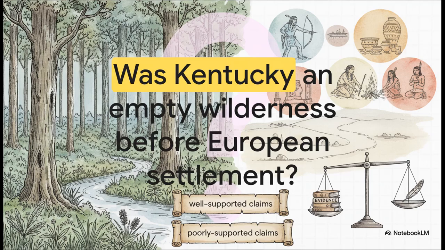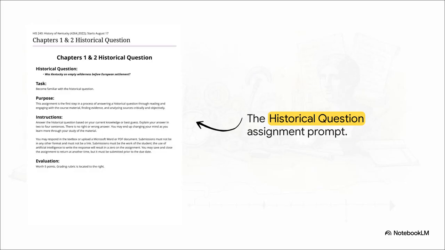Now remember, in history, there's rarely a strictly right or wrong answer. There are only well-supported claims and poorly supported claims. Whether you decide to argue yes or argue no, your grade comes entirely from how objectively and critically you analyze the textbook sources to back up your claim. You can absolutely answer yes or no and get full credit, provided your evidence aligns perfectly with your argument.